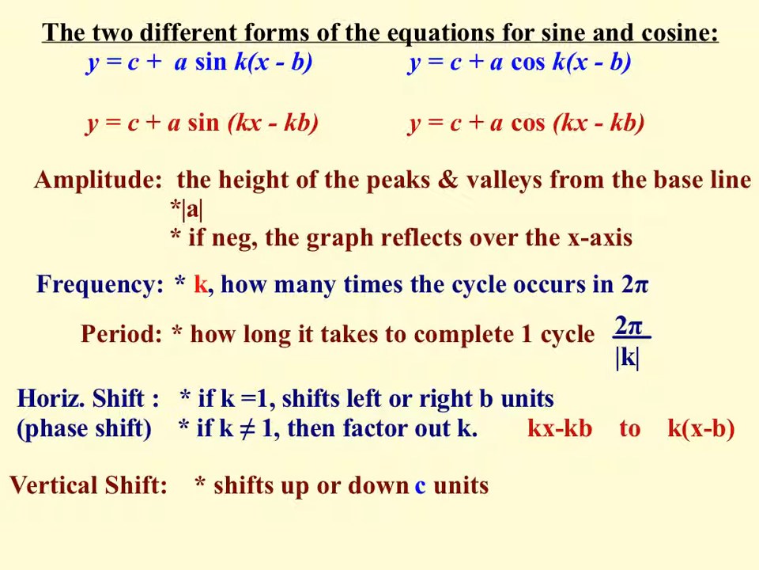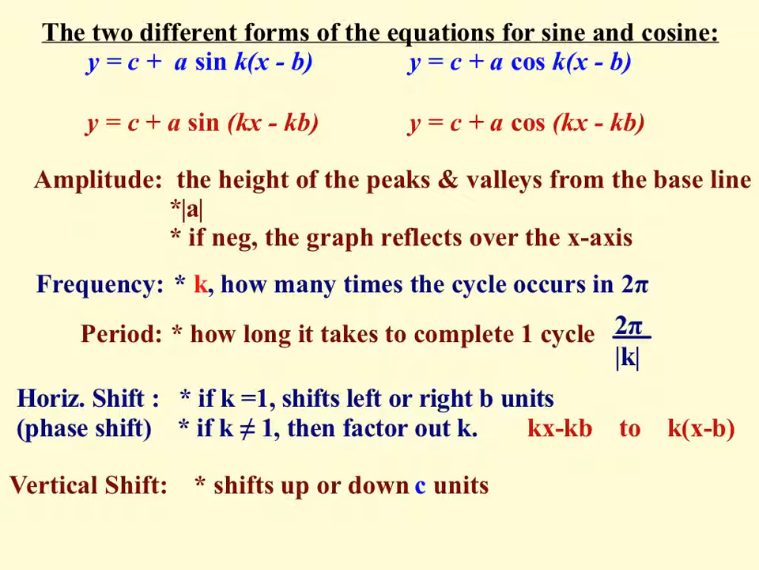Some additional definitions when it comes to sine and cosine graphs. Here we've got our basic transformations of these graphs. A in these functions refers to the amplitude, in other words, the height of all the peaks and valleys that form from a baseline. The amplitude is the absolute value of A. It's possible to have a negative A, and in that case the graph would be reflected over the x-axis.